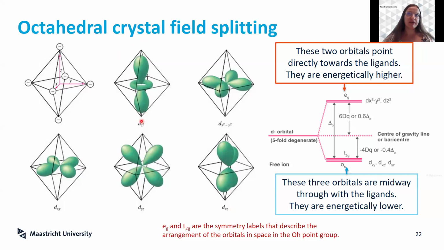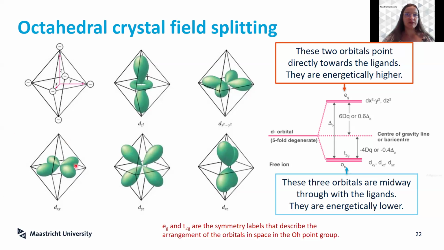You have one orbital that points directly in the Z direction. This is the Z square. You have another orbital that points directly both in the X and the Y, because it is the orbital that lies on the axis with both of the components at the same time. And this will be the X square minus Y square.